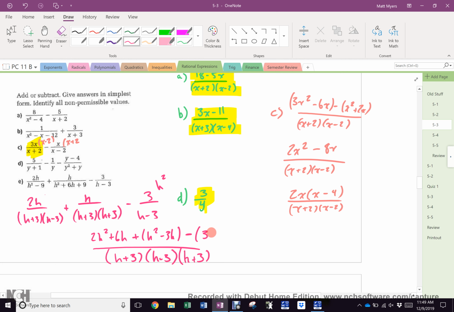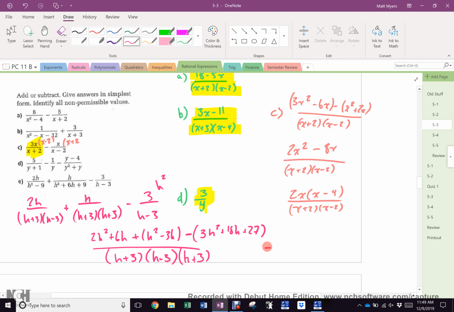squared, because he needs h plus 3, h plus 3, right? So he needs 3, h plus 3, h plus 3, right? And you sort it out. 2h squared. Oh, you have to actually sort that out. Minus 3h squared plus 18h plus 27.